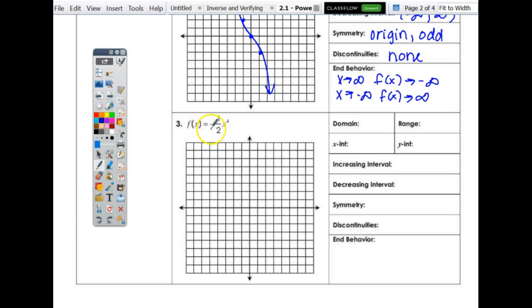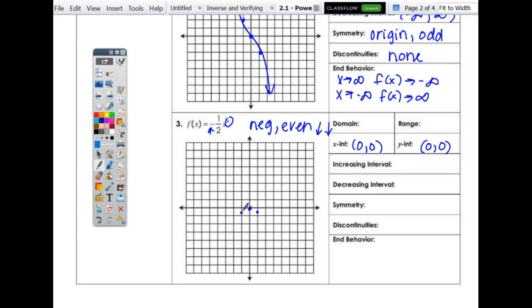So here, I have a negative leading coefficient, and it's even, which means my end behavior is going to be this. So if I put 0 in, I get 0, 0. Well, that means my x-intercept and my y-intercept are both 0, 0. If I put 1 in here, I get a negative 1/2. And if I put a negative 1 in, I end up with a negative 1/2.